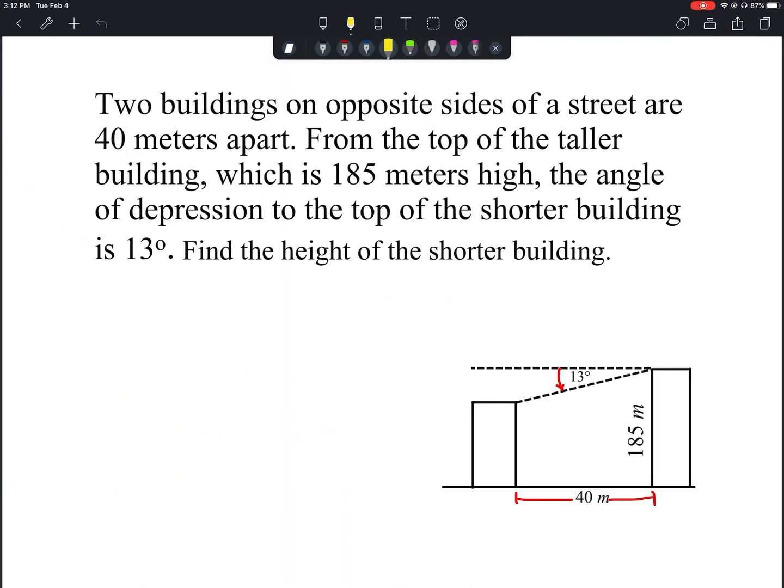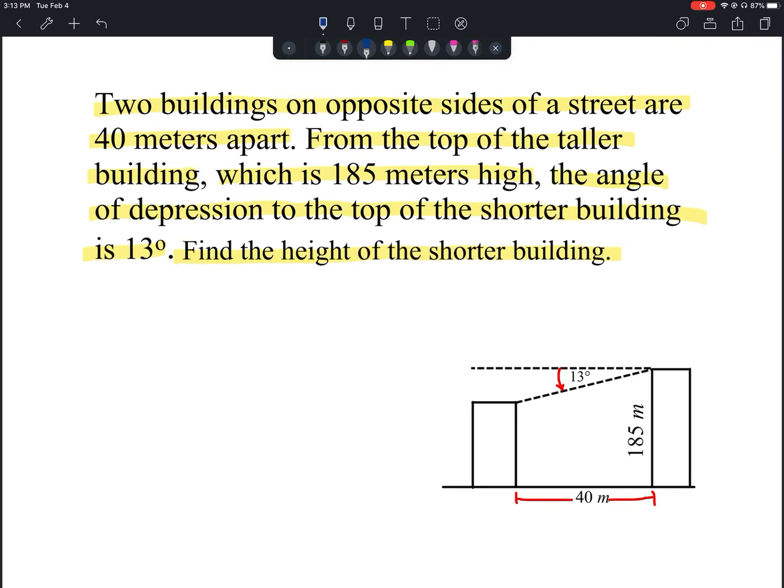Another application problem here. It says two buildings on opposite sides of a street are 40 meters apart. From the top of the taller building, which is about 185 meters high, the angle of depression to the top of the shorter building is 13 degrees. It says find the height of the shorter building.